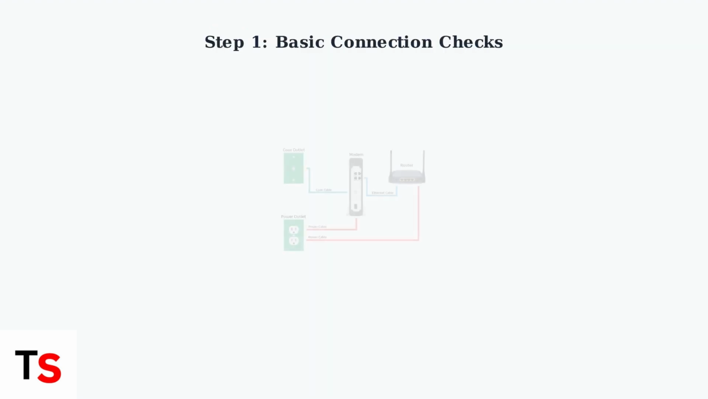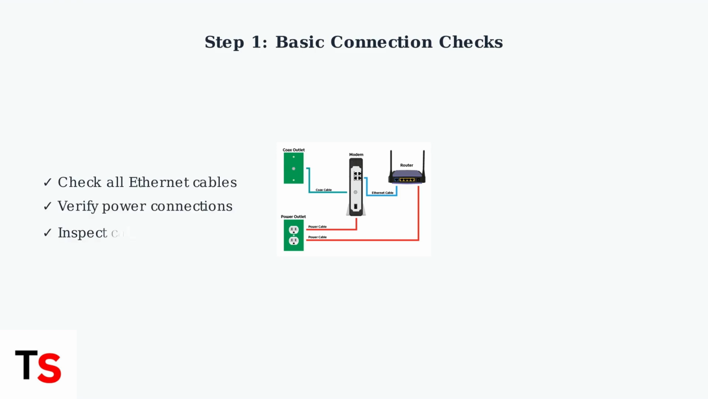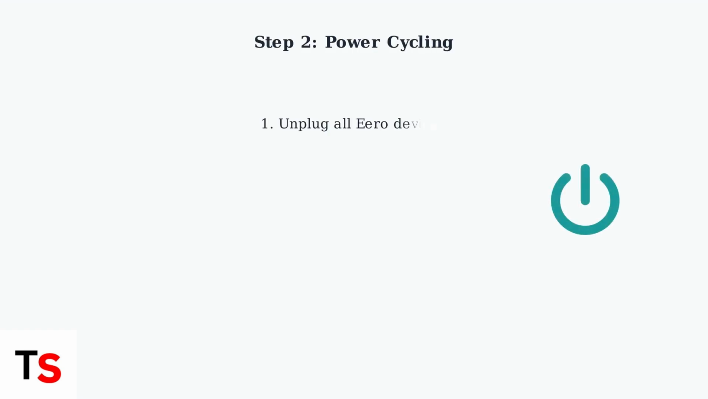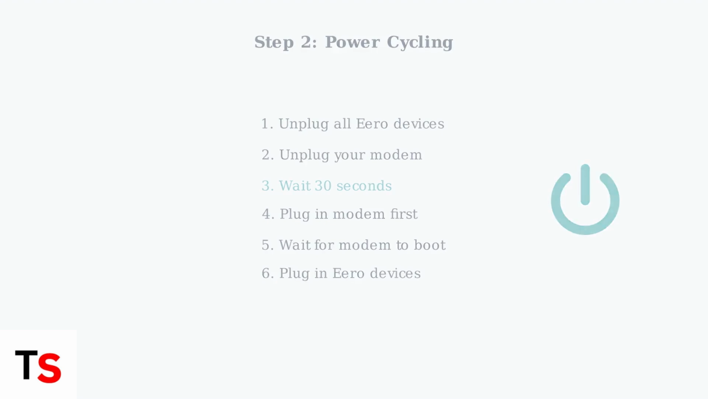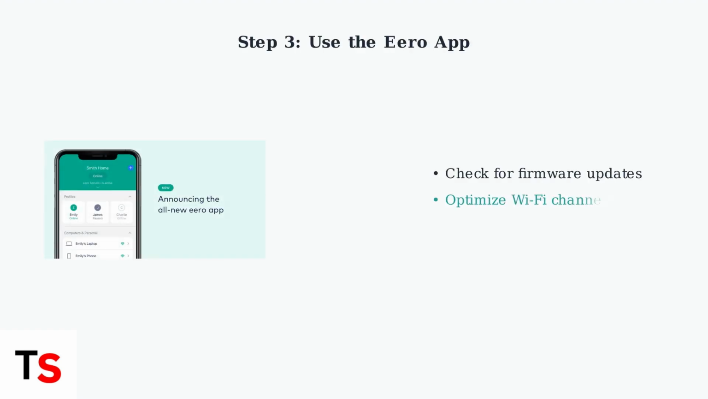When your Eero devices keep disconnecting, start with these basic checks. First, ensure all cables are securely connected and undamaged. Power cycling is often the most effective first solution. Unplug all Eero devices and your modem for 30 seconds, then plug them back in one at a time. Use the Eero app to check for firmware updates and optimize your Wi-Fi settings. The app provides tools to manage your network and resolve connectivity issues.